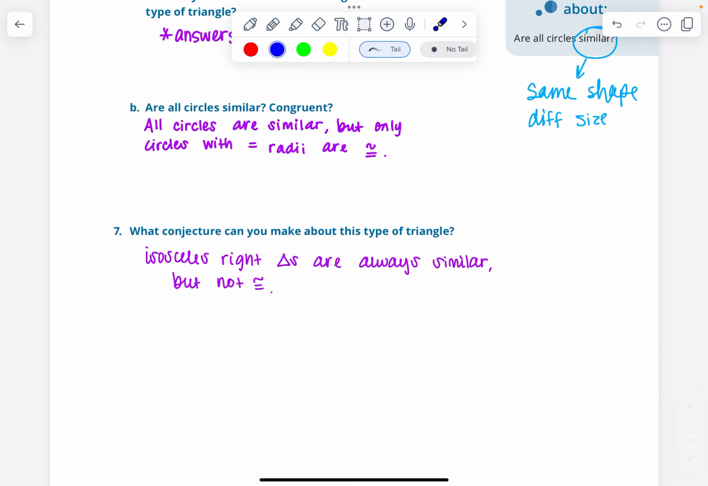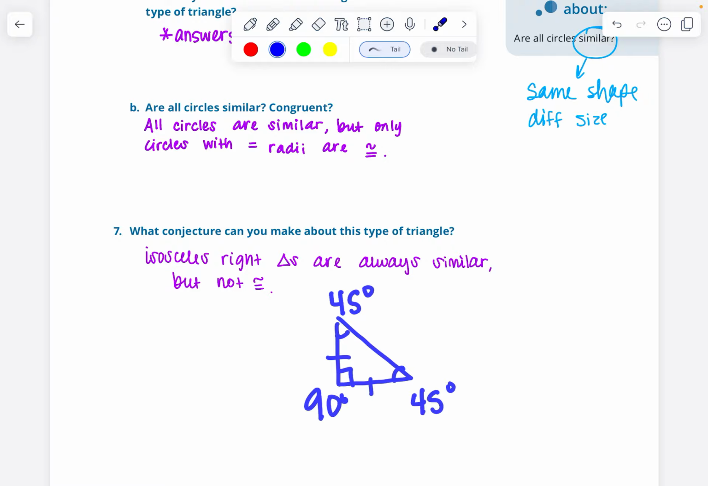All right, what conjecture can you make about this type of triangle? Isosceles right triangles are always similar, but not congruent. So an isosceles right triangle is always going to be 45 degrees, 45 degrees, 90. And it doesn't matter how big or small you make it, it's still the same angle measures.